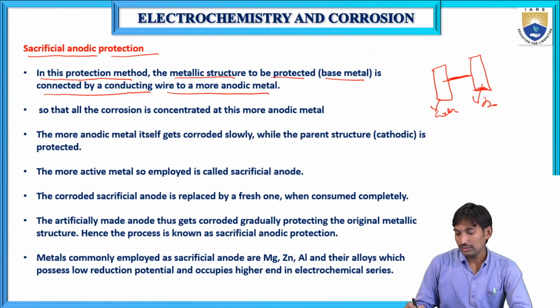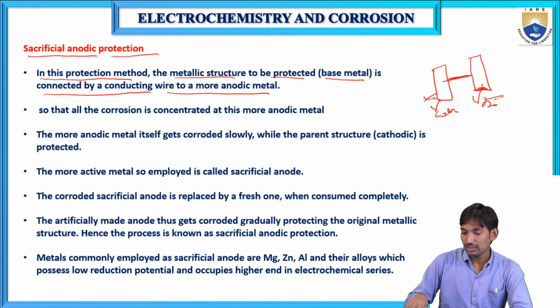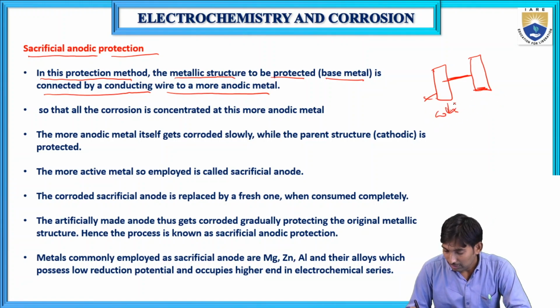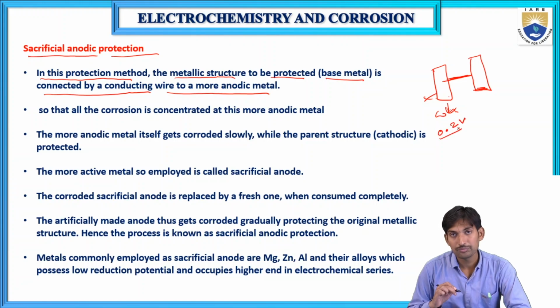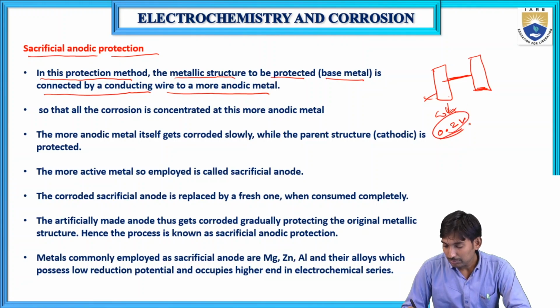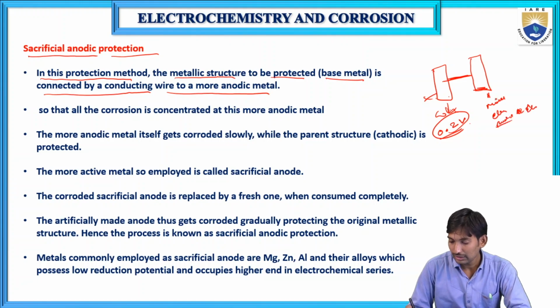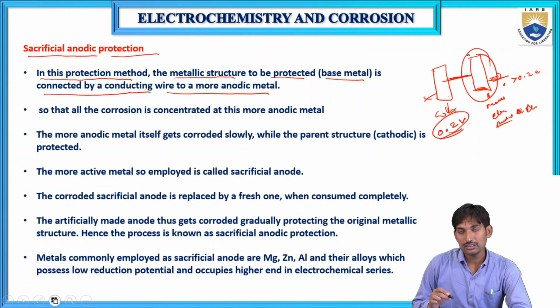How can we identify which is the anode and which is the cathode? We have to connect to the anodic metal. If our base metal has some reduction potential, let's say 0.2 volts, we have to connect this base metal to an electrode with more electrochemical reduction potential, more than 0.2 volts. Then this electrode acts as the anode, and our base metal acts as the cathode.